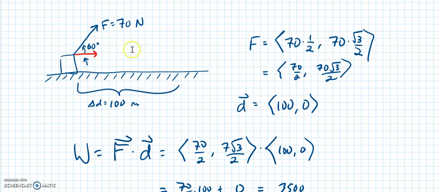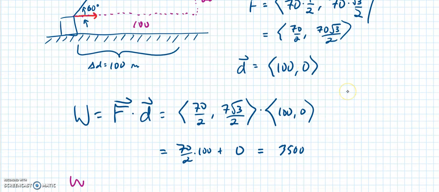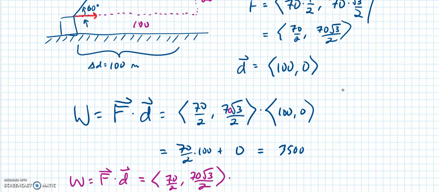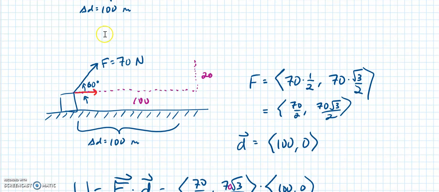Say, for example, this was a flat surface and it had a channel. So I went like this, and that was 100, and then the channel went up right there, and that was 20. Well, what I can do is this new change in distance vector, the 0 here, would get replaced with a 20, right? And from there, I would do my work equals force vector times change in distance vector, and I would get 70 over 2, comma 70 root 3 over 2, dotted with 100 as the change in x there, and 20 as the change in y.